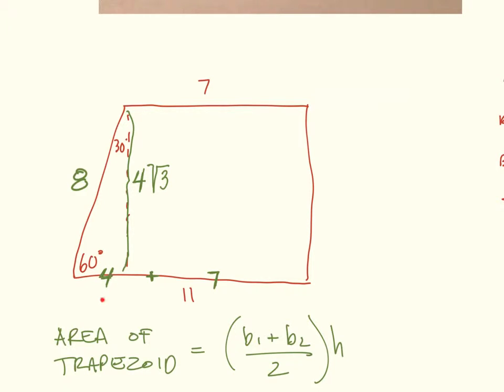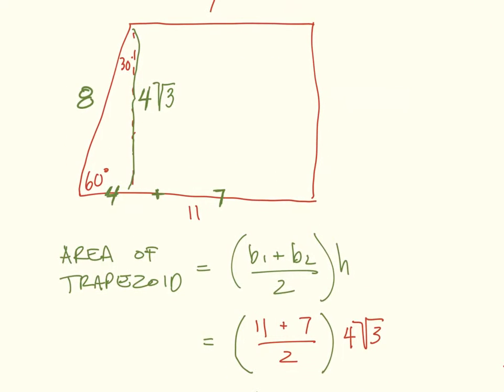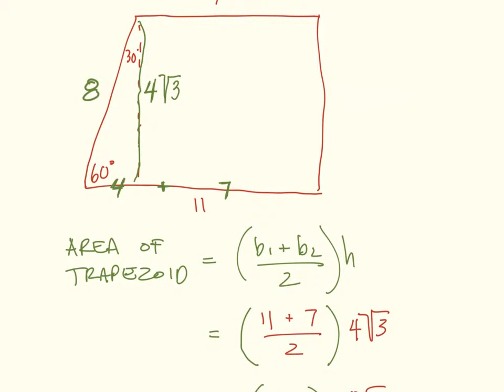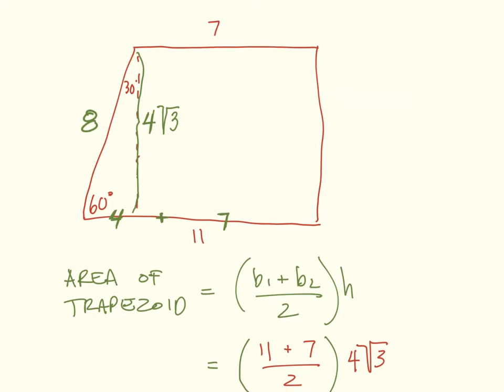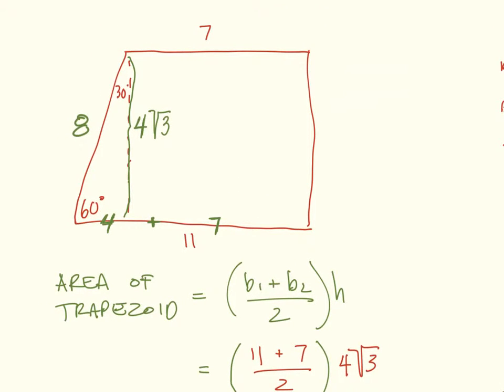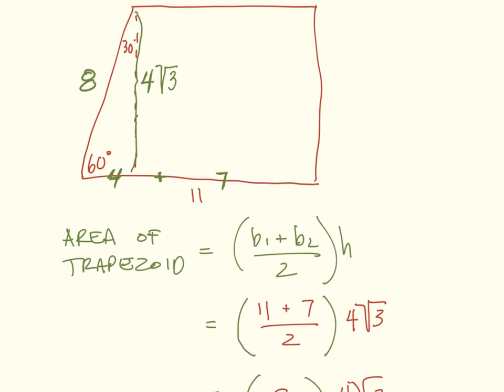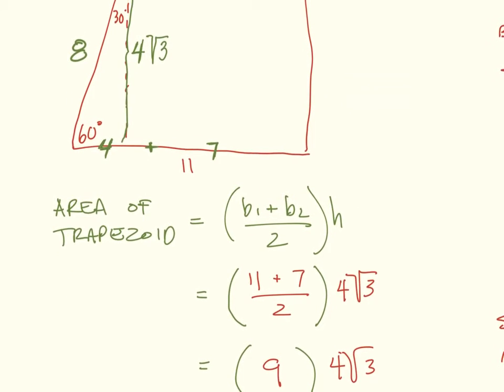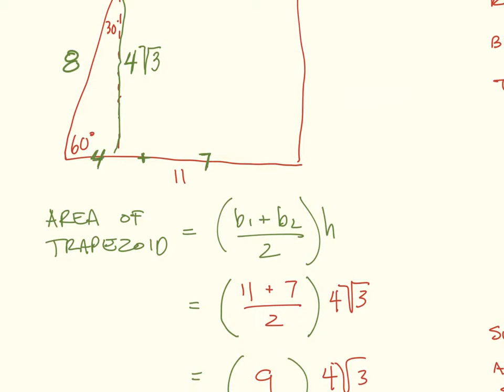And if that's 4, we know that the longer side is 4 root 3, and we know the hypotenuse is 8. Then to find the area of this trapezoid, it's the average of the bases, because one base is too small and the other is too big, so we take the average of them. So base 1 plus base 2 divided by 2 times the height. And the height of the thing is 4 root 3.